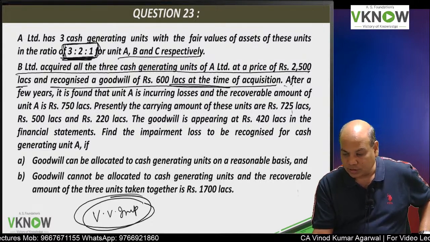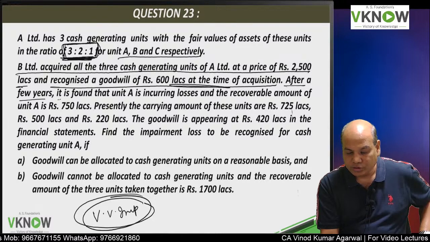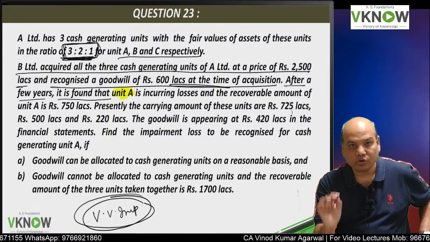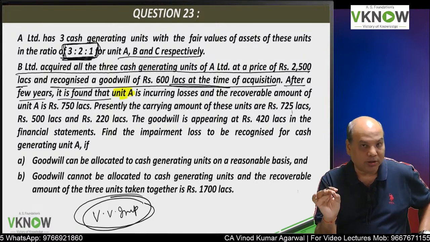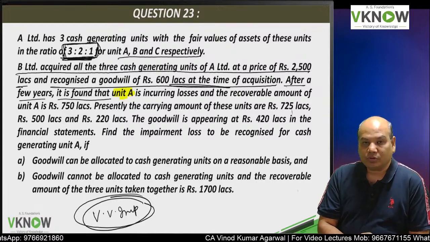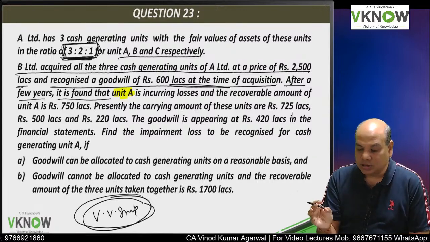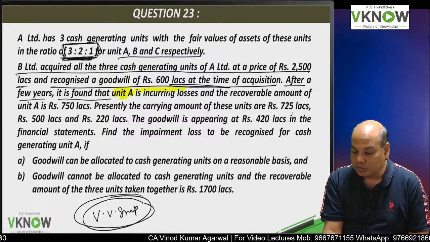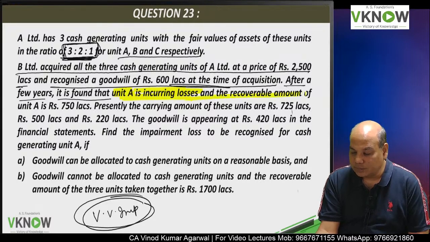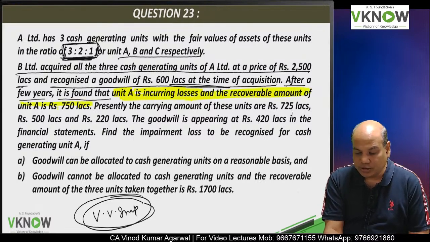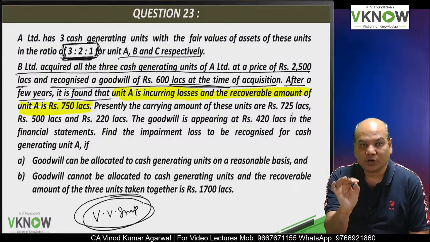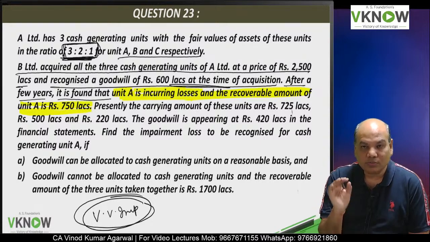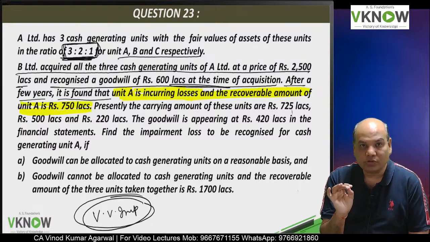Now what is the status? After a few years, it is found that there is an indication that unit A might be impaired. There is an indication from the internal or external sources that unit A might be impaired because it is incurring losses, and the recoverable amount of unit A is 750 lakh. So after they got the indication that there can be impairment, they calculated the recoverable amount, which is now 750 lakh.